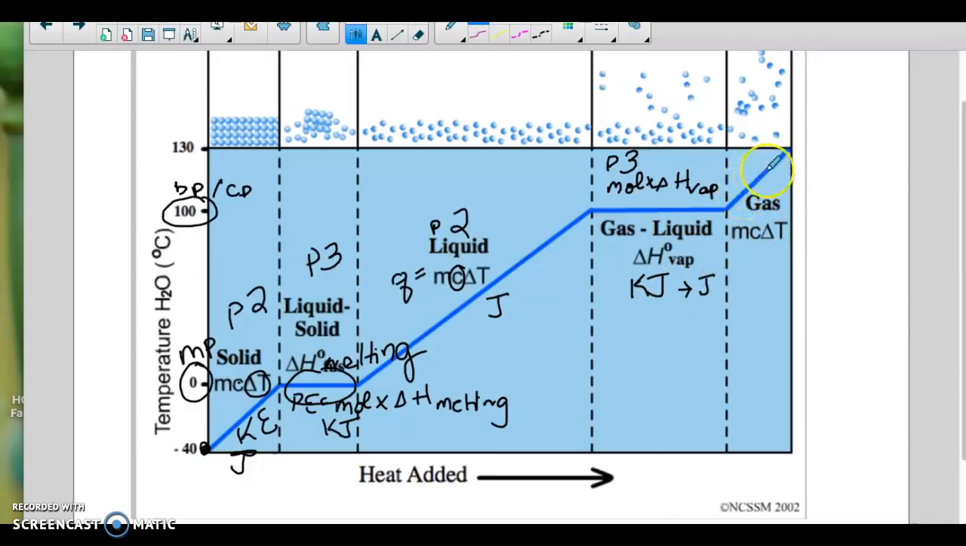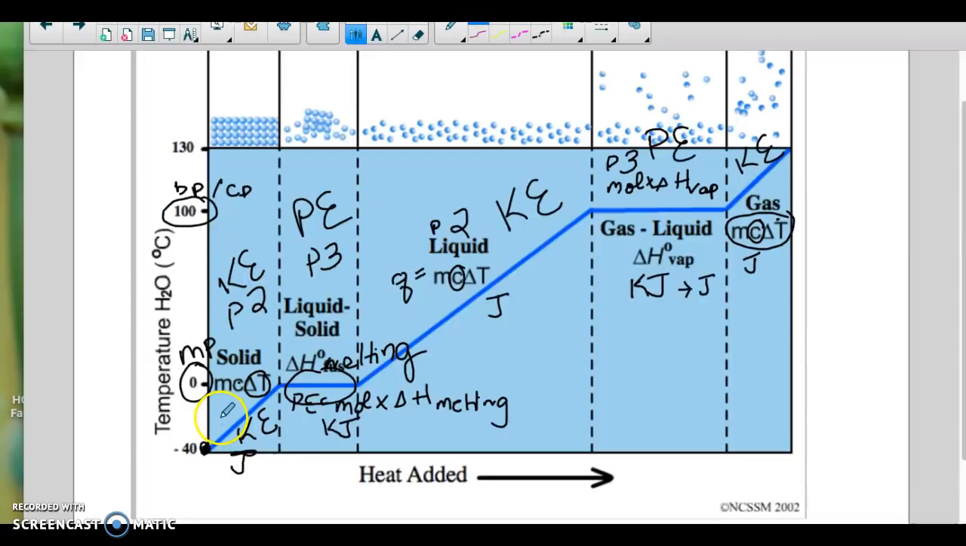And then lastly, we have this slanted portion. Again, this is kinetic energy. The temperature is changing, so kinetic energy. We're going to use MCAT. We'd use specific heat of water as a gas. Answer will be in joules. So kinetic energy, potential energy changes, kinetic energy, potential, and kinetic.